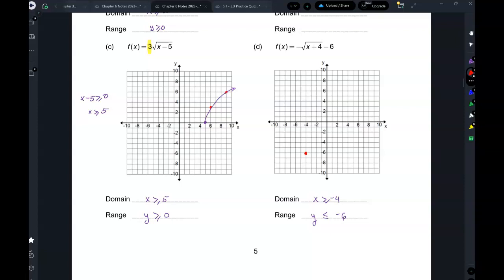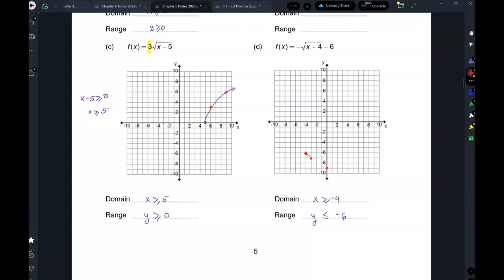Now, when I go over 1 unit, which way am I going to go on the y? Down 1. When I go over 4 units, where am I going to go vertically? Down 2.